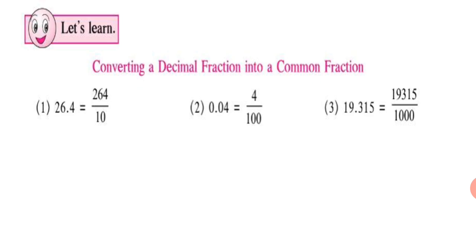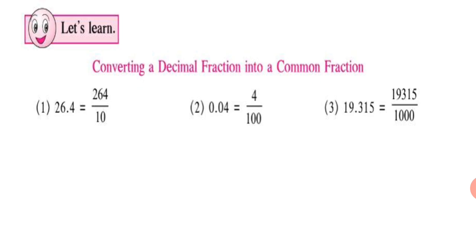So what you're doing here, you are writing the decimal fraction as a common fraction. And when doing that, you write the number as it is in the numerator without the point. Forget the point. And below you will take 1 and after the decimal point, however many places there are, that many zeros. That completes your common fraction.